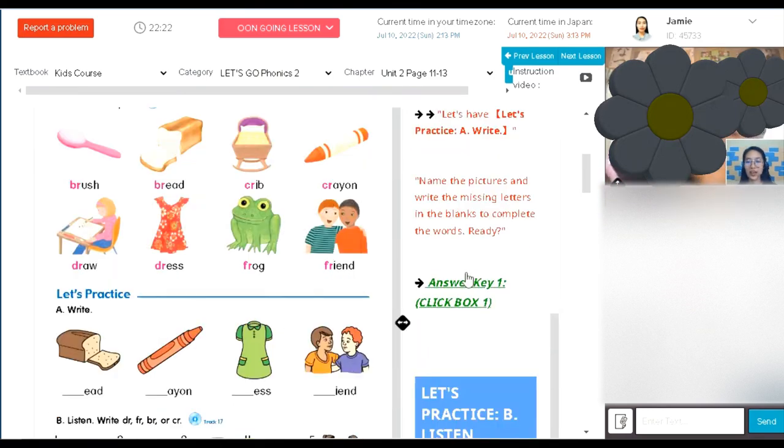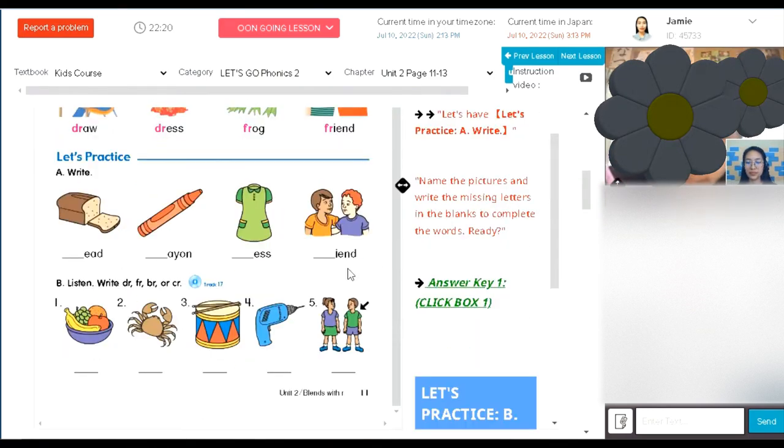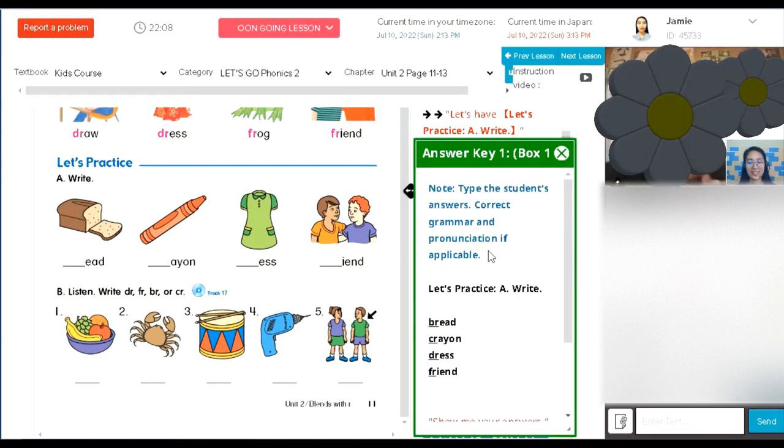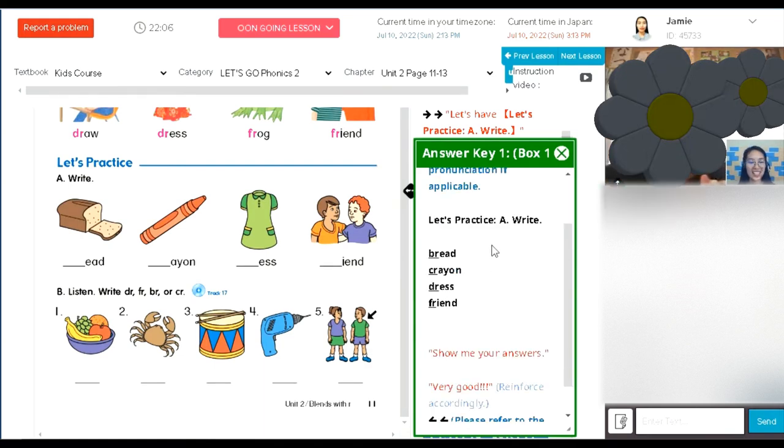Okay, so this time let's practice A, write. Are you there? This time you will name the pictures and write the missing letters in the blanks to complete the words. Are you ready? I'm ready. Okay, let's have the first one. What is that?